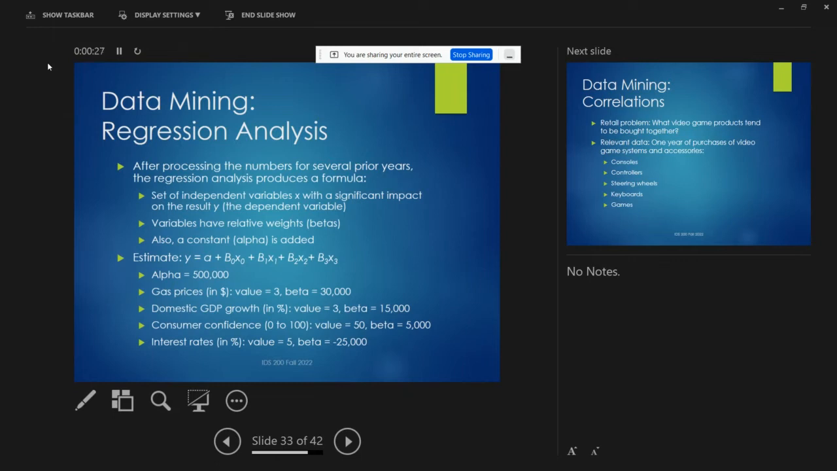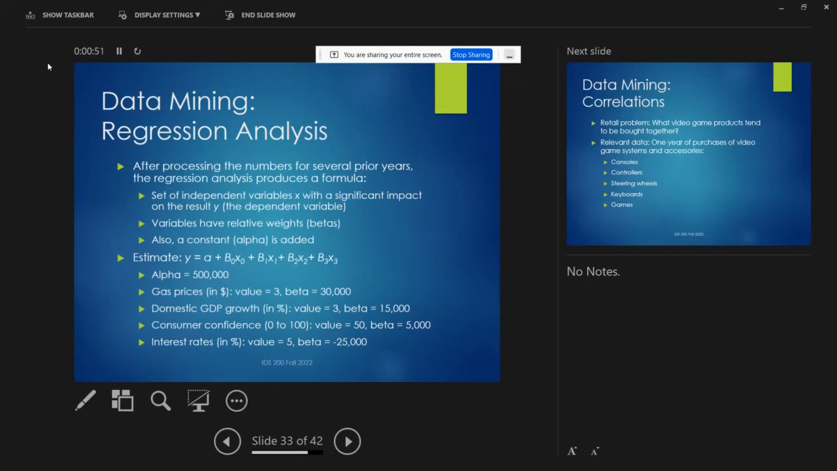And any change in those x's, right, if we change x0 by 1, it's going to add b sub 0 to y. If we change x sub 1 by 1, it's going to add b sub 1 to y. And so on. So any of those x's, they're all associated with what's called a beta value. The beta indicates how important that x is.